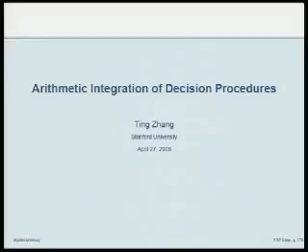We're going to get started. It's my pleasure to welcome Ting Zhang from Stanford. He's a student of Zohar Manna, and he's been working on decision procedures, something we all care about. He's been doing some interesting work he's going to tell us about, and he's here for today and tomorrow, so you'll be seeing him around.